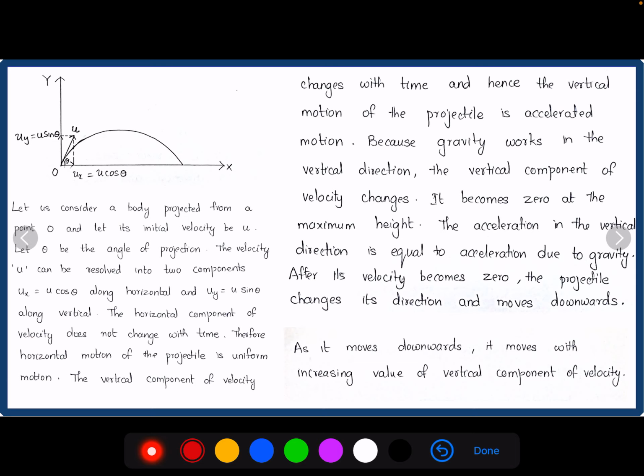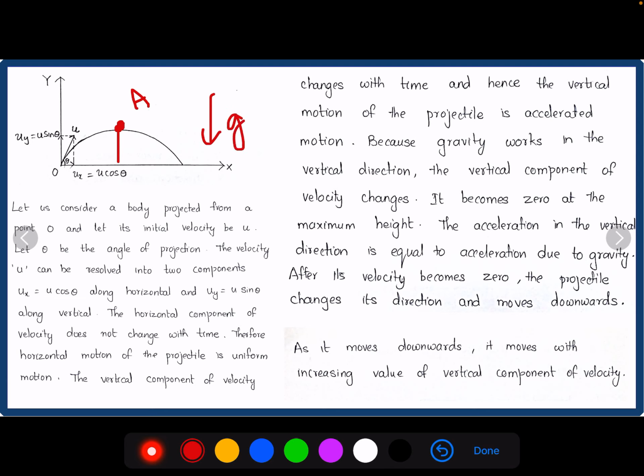Therefore, the vertical component of the velocity changes and it becomes 0 at the maximum height. This is the maximum point. Let A be the point where it reaches the maximum height. At that point, the vertical component of the velocity becomes 0. The acceleration in the vertical direction is equal to acceleration due to gravity, that is nothing but g.